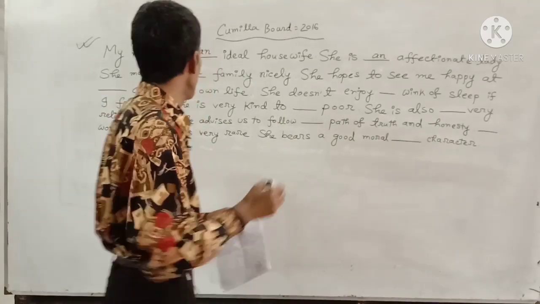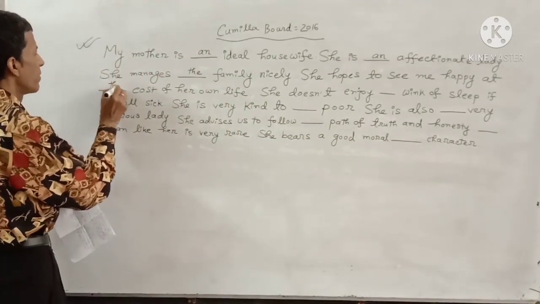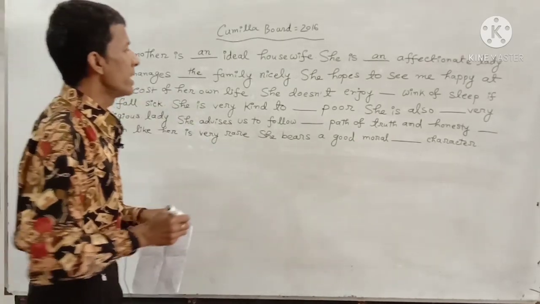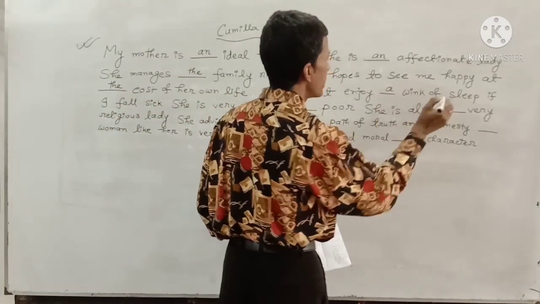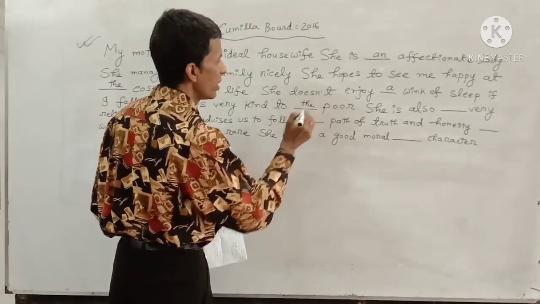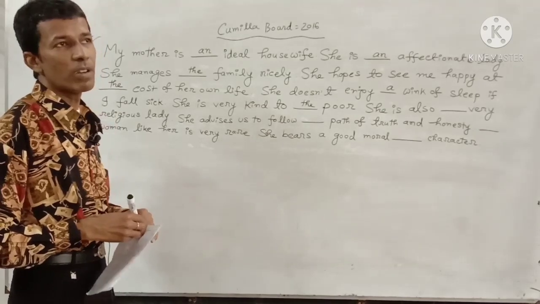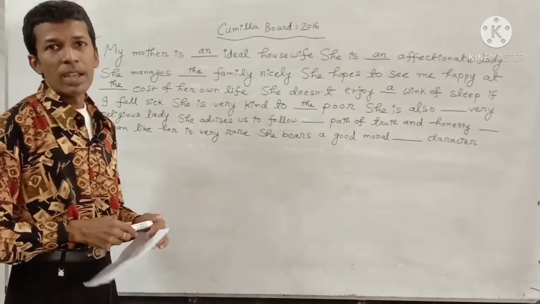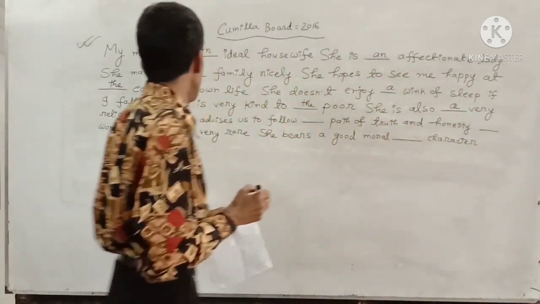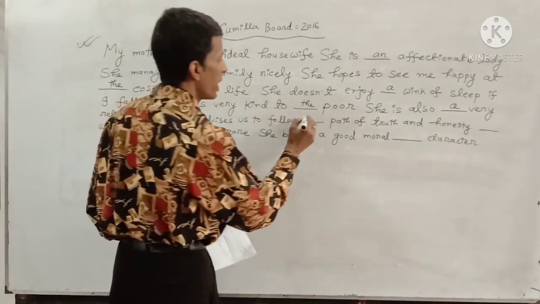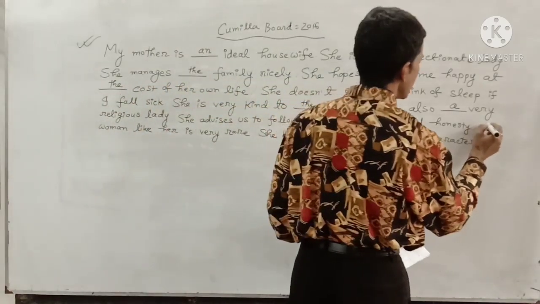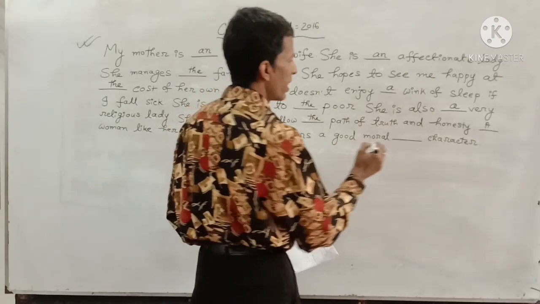She hopes to see me happy at the cost of her own life. This implies something definite. As a result, the definite article is used here. In the next sentence, she does not enjoy a wink of sleep if I fall sick. She is very kind to the poor. Here, poor is used universally, entirely. That means all of the poor persons in this world have been included here. She is also a very religious lady. She advises us to follow the path of truth and honesty. A woman like her is very rare. She bears a good moral character.